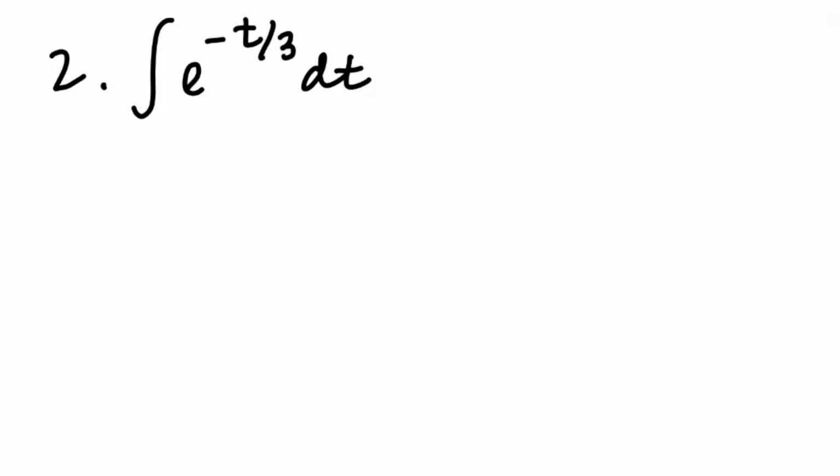The next two are very similar. E to the negative t over 3. We know e to the thing is very close to its own antiderivative if the thing is linear. If it's something else, then we might be in trouble. We might need more solid U-substitution, or it just might not be possible. But e to the negative t over 3 is going to be e to the negative t over 3, divided by negative 1/3. So that would be negative 3 e to the negative t over 3 plus c.